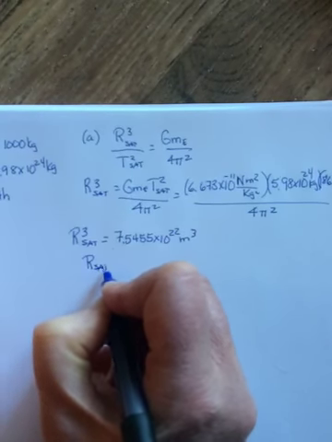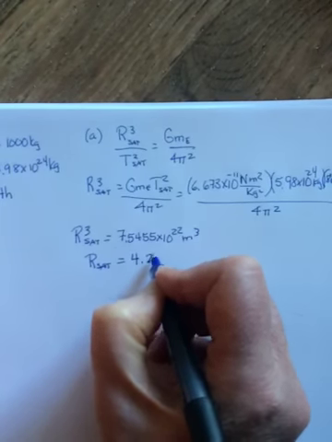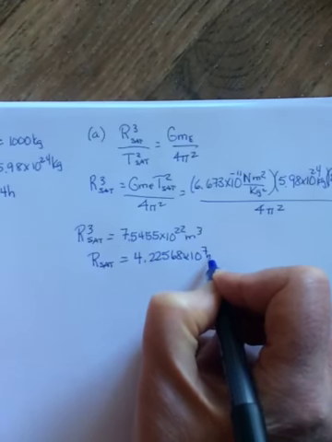Take the cube root, and you should get the radius of the satellite to be 4.22568 times 10 to the 7th meters.